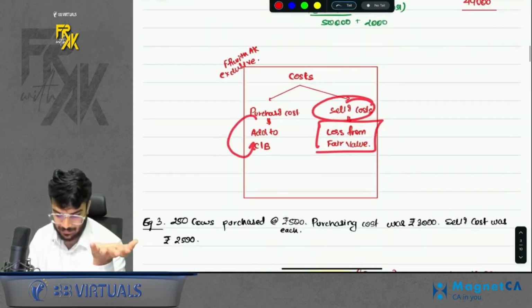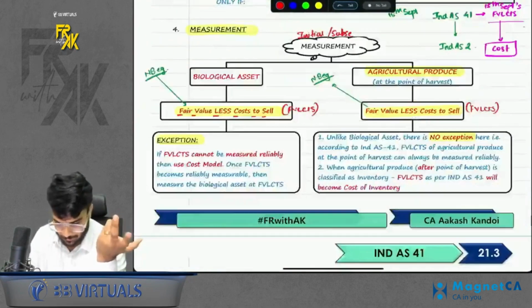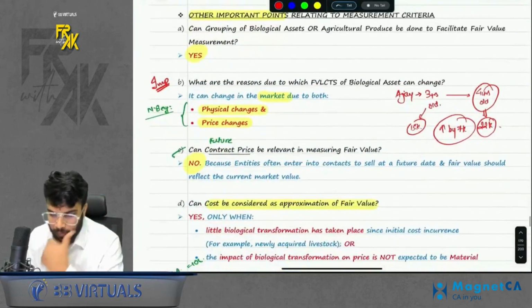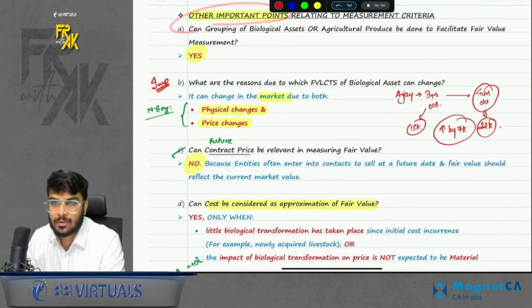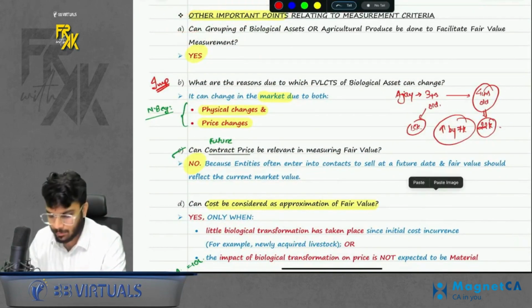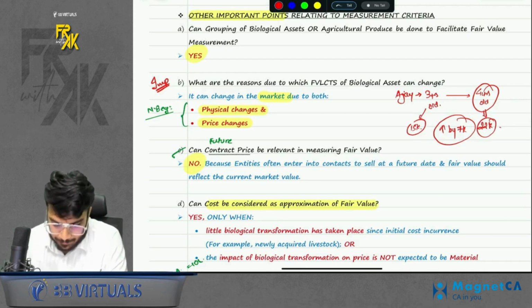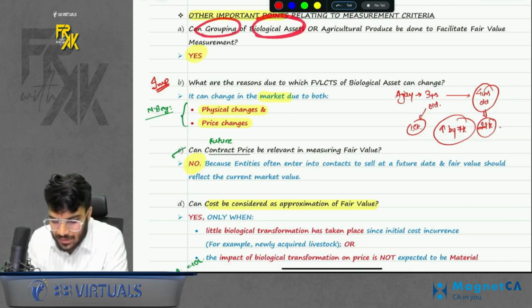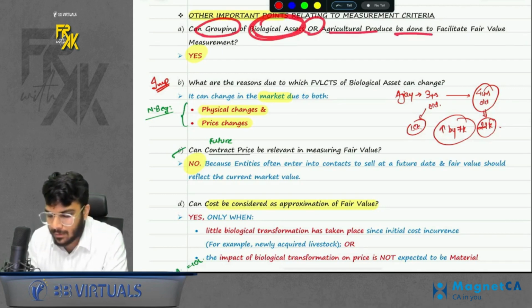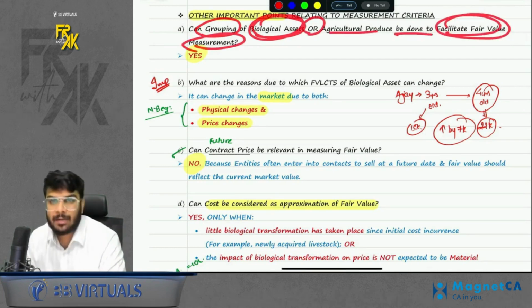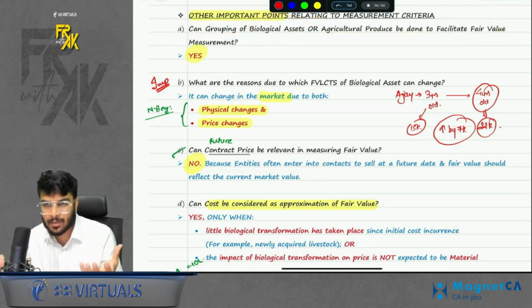Please do practice these measurement questions. Okay, I gave you the examples also. Anyways, then there are some other important points which are also given. What are the other important points? In this, only the second B point is very important. Okay, but I will discuss whatever critical is there. It is given: can grouping of biological assets or agriculture produce be done to facilitate fair value measurement? That means, can you group a biological asset and agriculture produce to find the fair value?